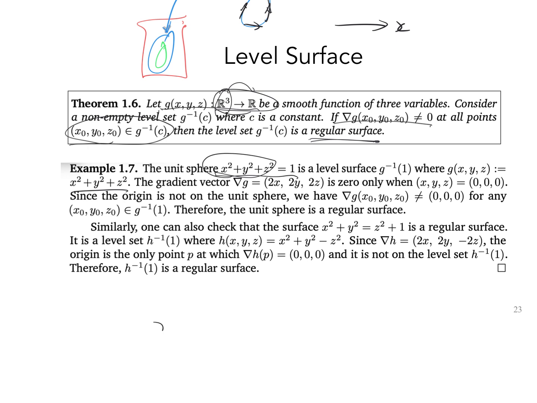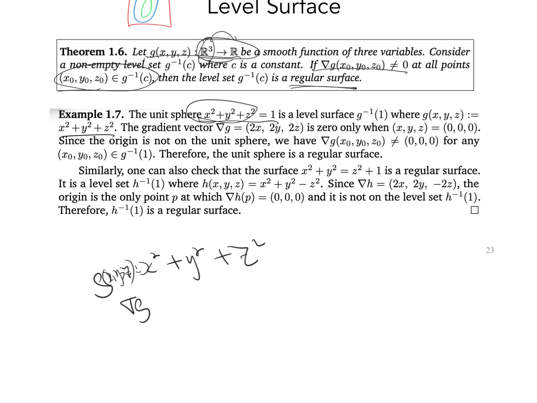So x squared plus y squared plus z squared is actually g(x, y, z). And then I take the gradient of g. Of course, I get 2x in the x direction, 2y in the y direction, 2z in the z direction. And obviously, at the origin, the whole thing becomes 0, right? Okay, so that's a problem here.